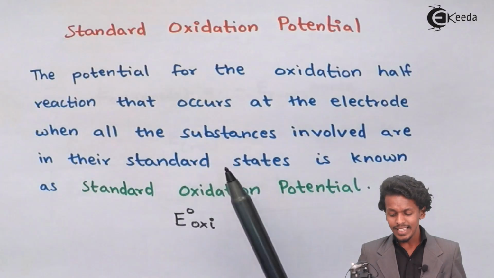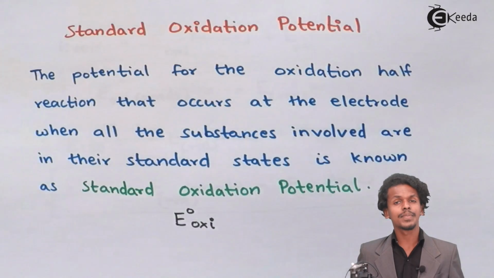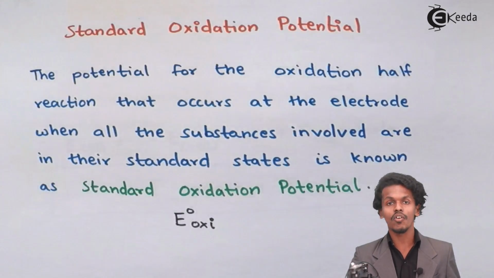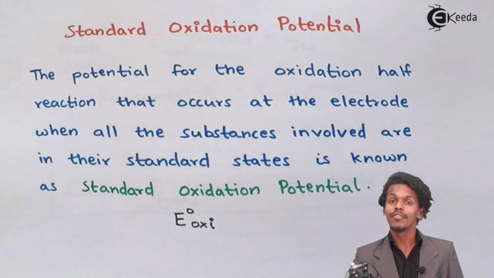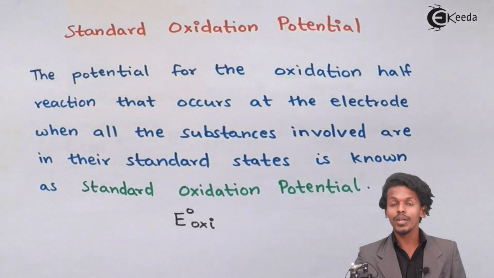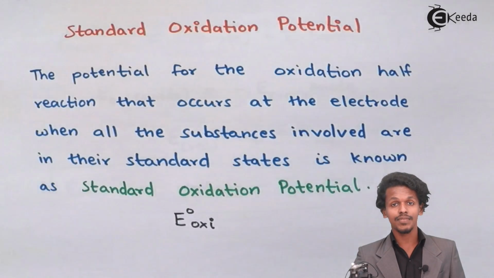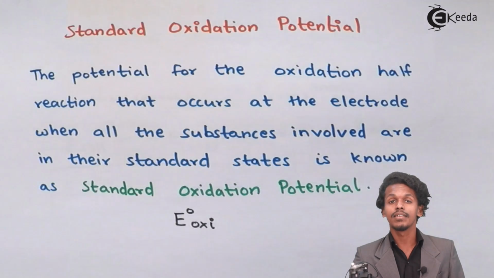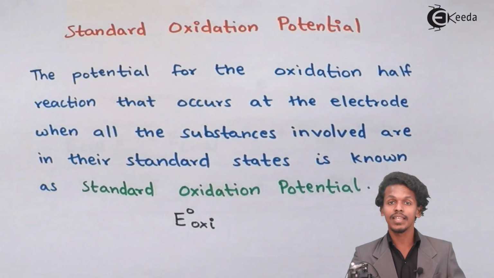So in this case, what are the standard states? If I talk about concentration, then the standard concentration of a particular electrolyte should be 1 molar. If I talk about a particular liquid, or a particular gas when it is used as an electrolyte, in case we are using a standard hydrogen electrode.